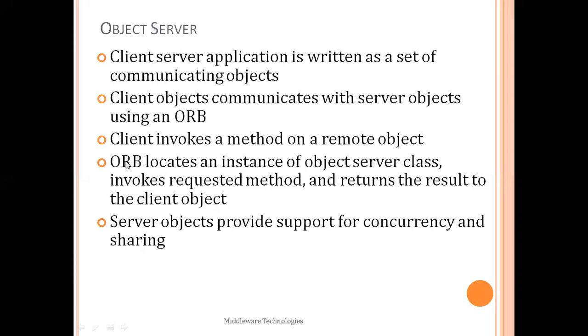That means when a client requests for a method on the server, first this ORB will take the instance of the server. It will locate the method and invoke the particular requested method. That method will process the request, generate the result, and this result will be given back to the client through this ORB only. So here the server object provides concurrency and sharing. Concurrency means more number of client objects can call at a time, and this server will provide the data. It will provide the sharing services.